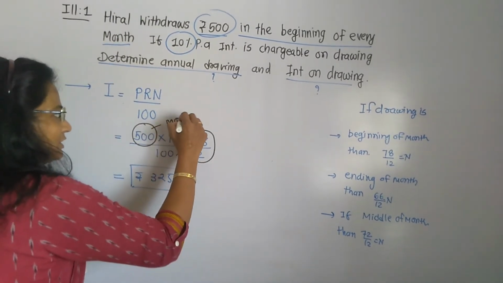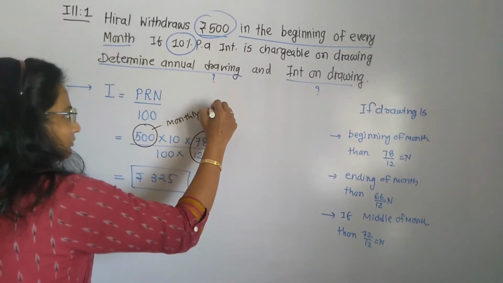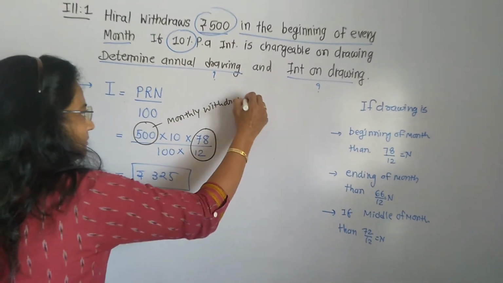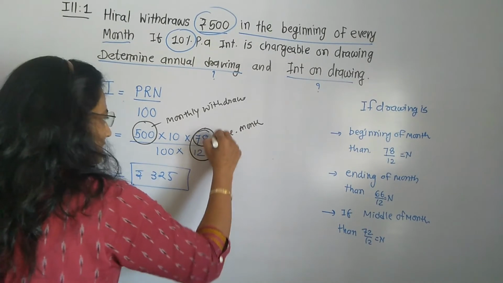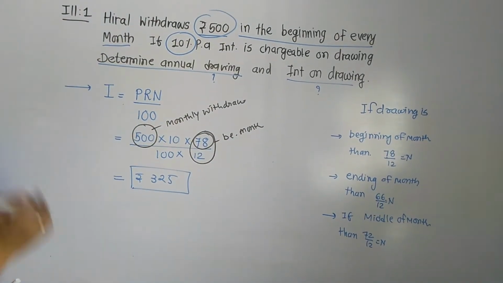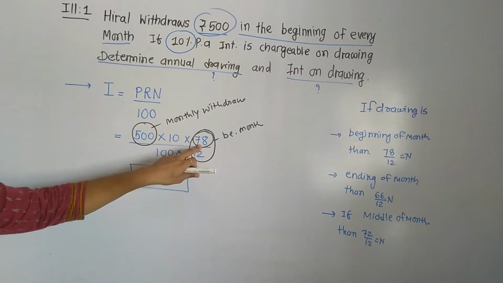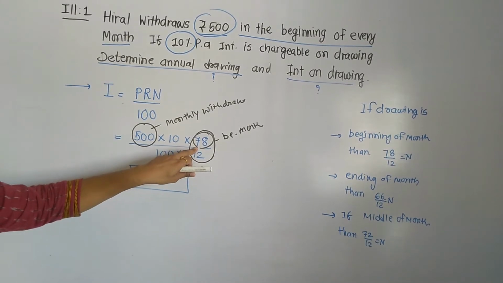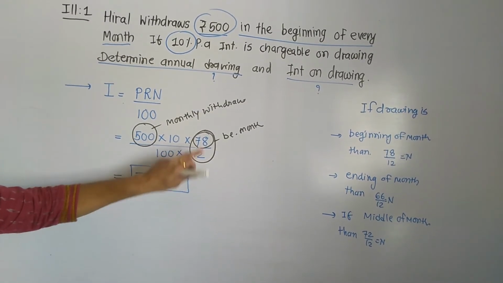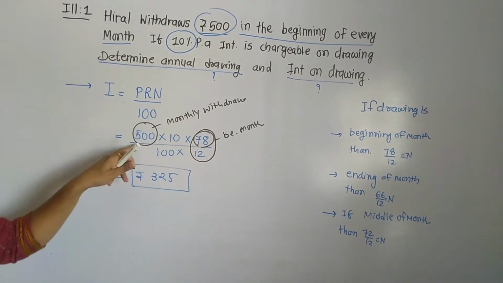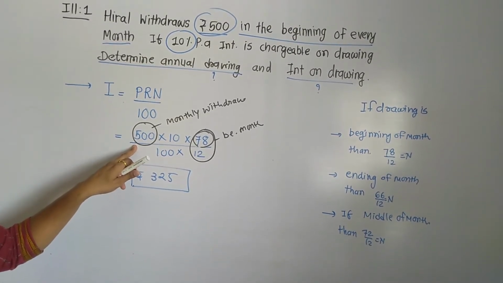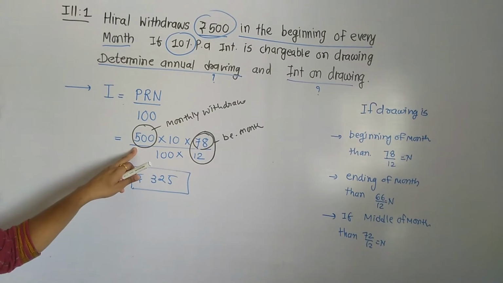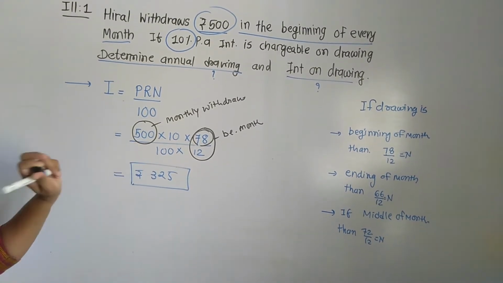It is monthly withdrawal and beginning of month, then you have to take 78 only. If there is an ending, then you have to put 66 upon 12, and if it is the middle of the month, 72 upon 12. Take care of this, and this also, because if you have a yearly drawing amount, then you have to divide it by 12 first and then put the monthly drawing amount here.